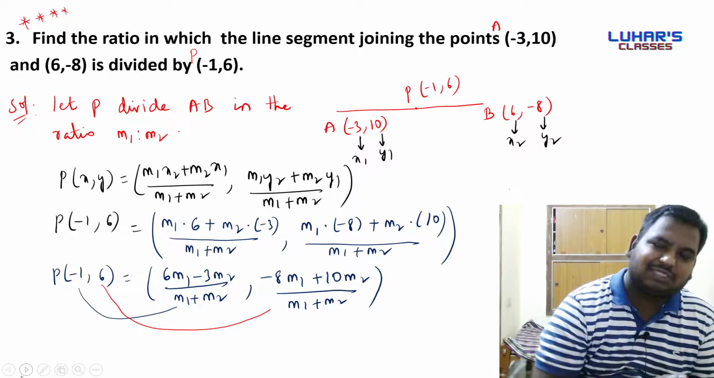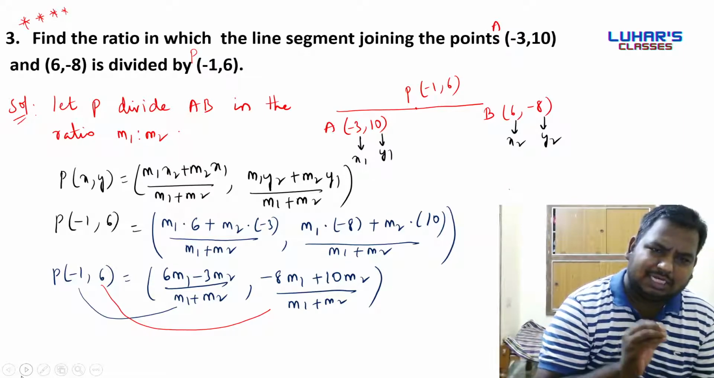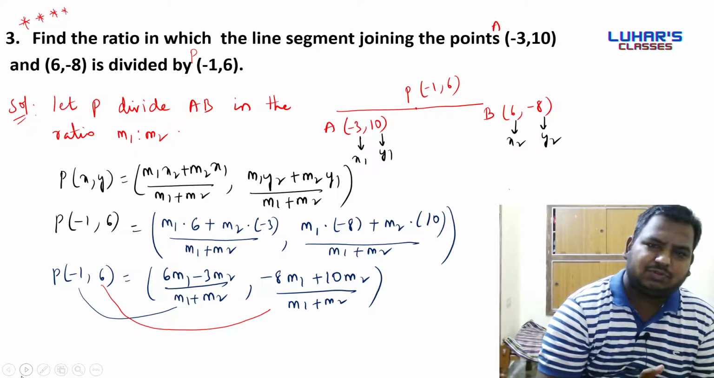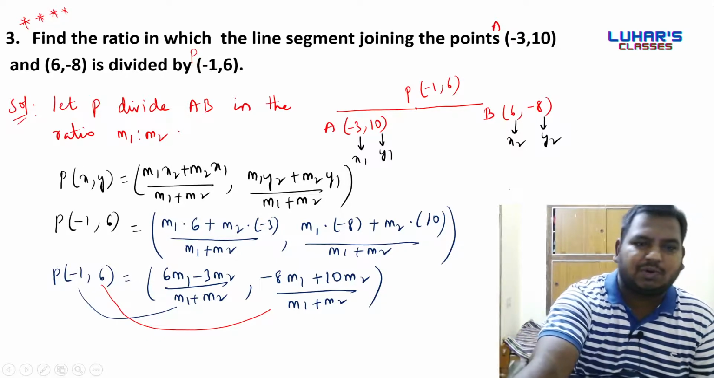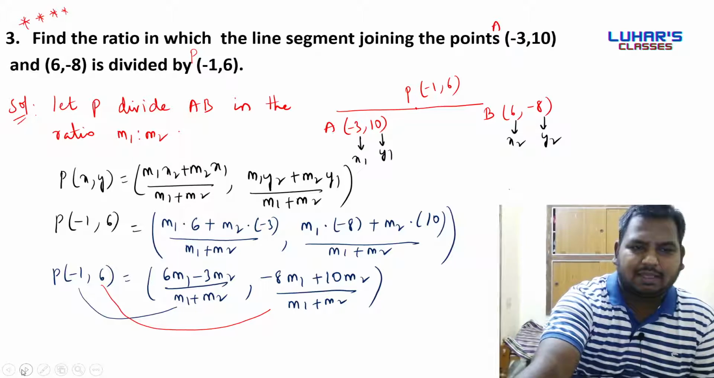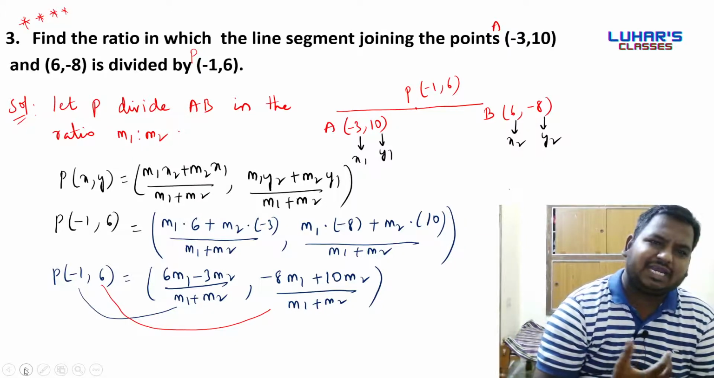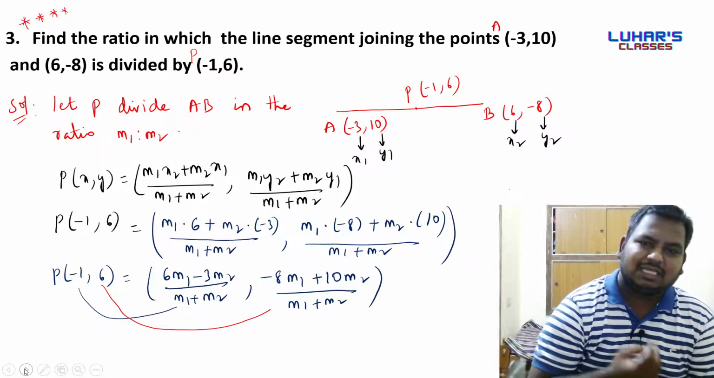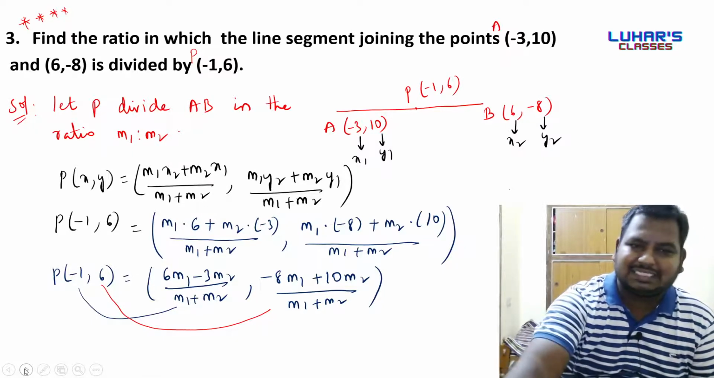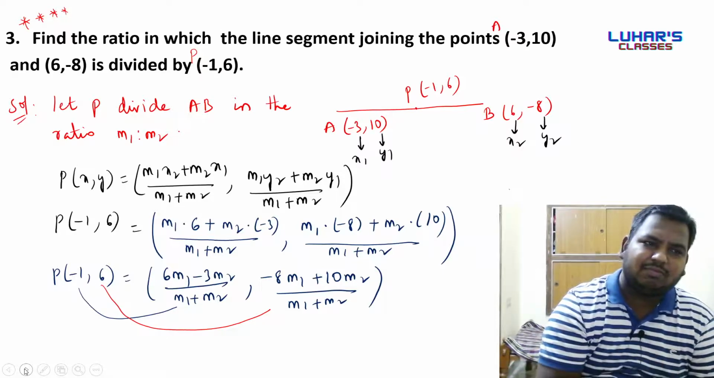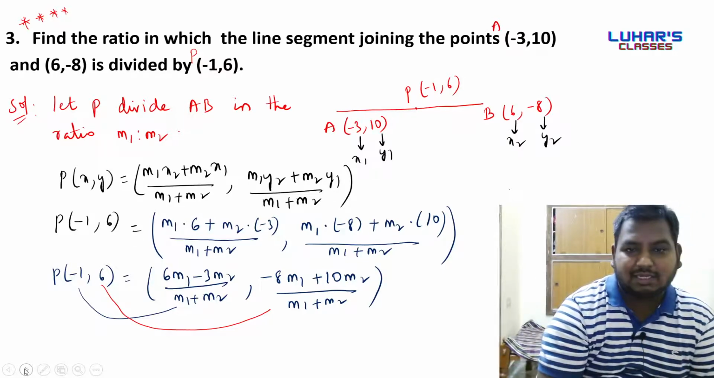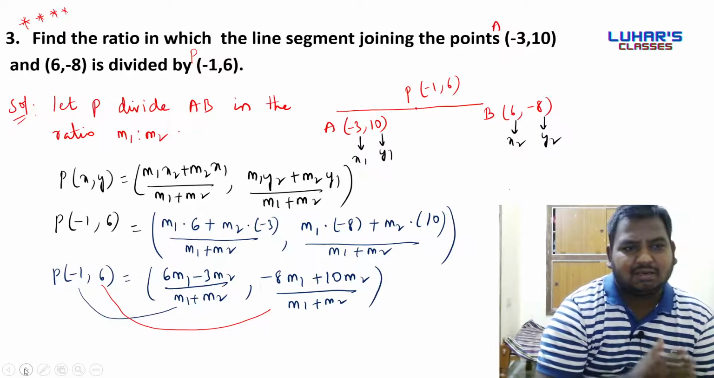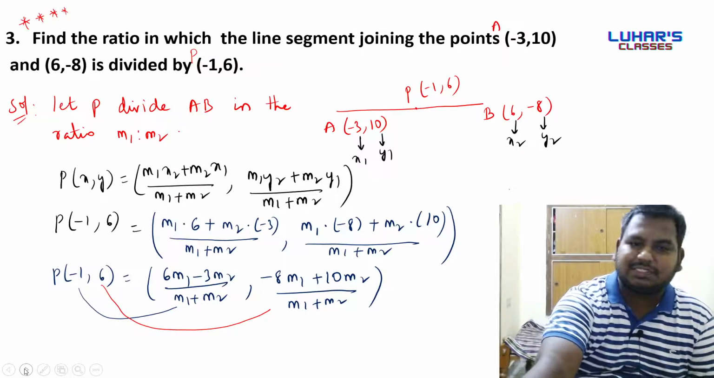Just write the section formula. Assume the ratio is m1 is to m2. Substitute the values and equate x coordinates or y coordinates. In case you're getting a different ratio by equating x coordinates and y coordinates, that means that point doesn't lie on the line segment. That kind of problem may be framed in the NTSE examination, but it won't be asked in the CBSE examination.